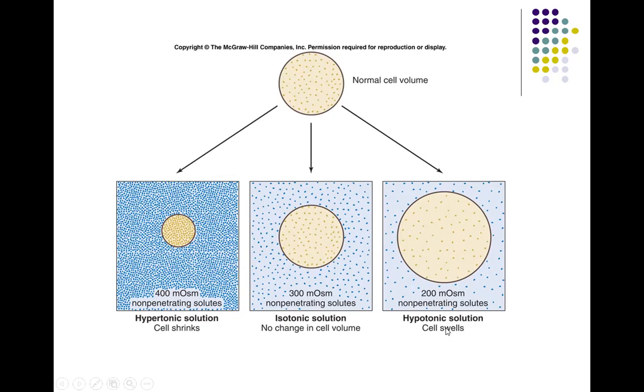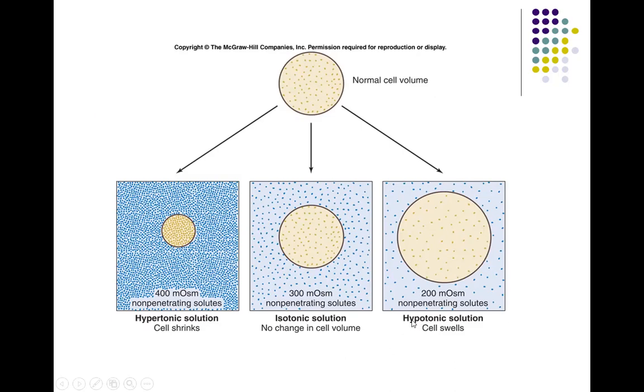I always think if you put a cell into a hypotonic solution, it has an O in it, and that O means your cell is gonna get big like a circle. It's gonna blow up. So that's the visual that helps me remember when I'm looking at those.